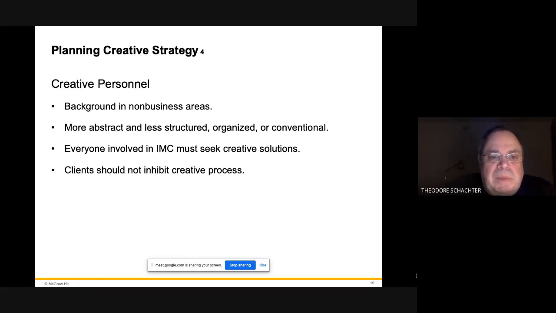So, these are what makes up creative personnel. Now, the creative personnel in an agency is a copywriter that writes the ads and an art director who's in charge of the image building. There are a lot of other people, but basically this is the team that starts the process.